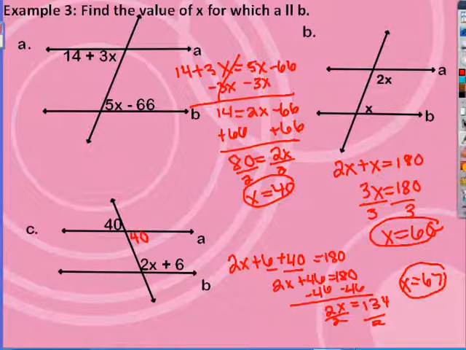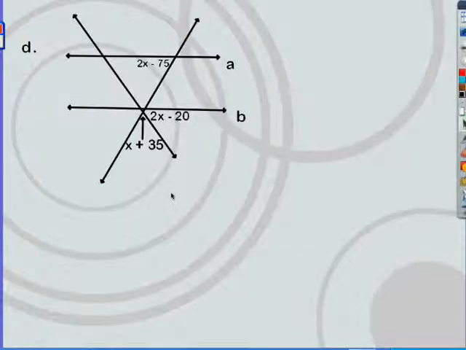Alright, we have one last example we got to look at. Okay, go ahead, draw this diagram. This is our last algebra example of finding the value of x such that A is parallel to B. So if I'm trying to show A is parallel to B, if this angle is 2x minus 75, this angle also would be 2x minus 75.